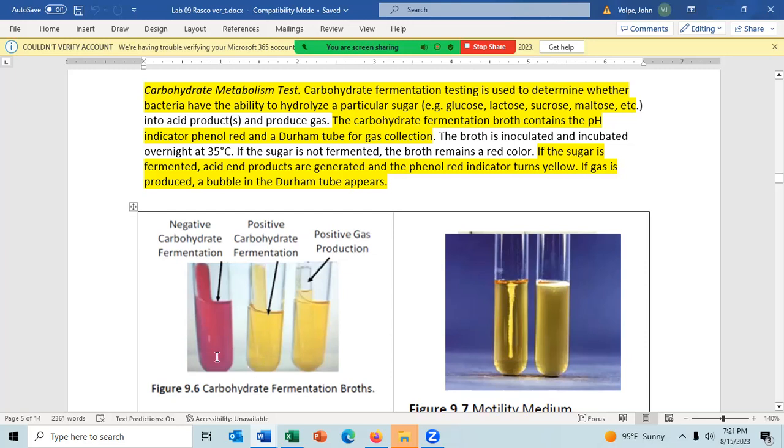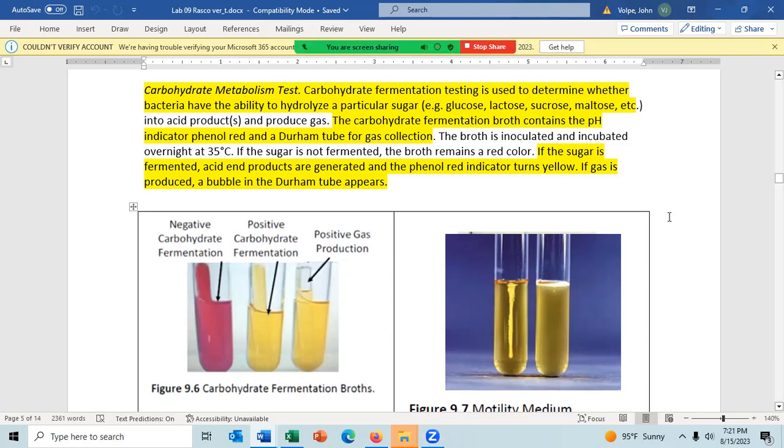And the other possibility is negative, where the tube is not changed in its color. The sugars are not fermented. Each tube has one sugar in it, and so you have to ask for the glucose fermentation test or the sucrose fermentation test or some other. Any question about any of that?